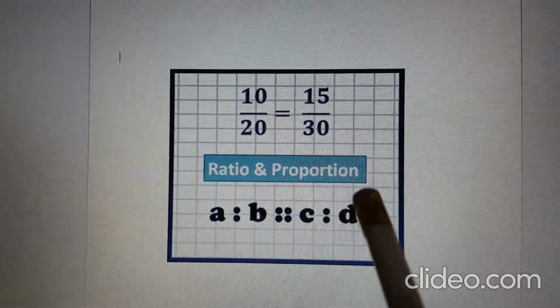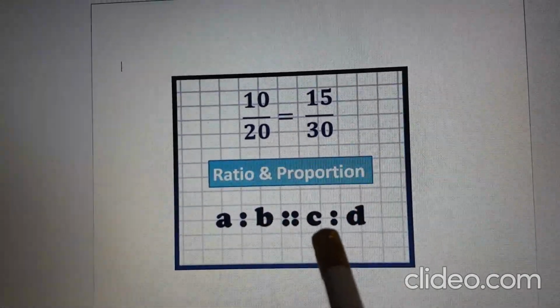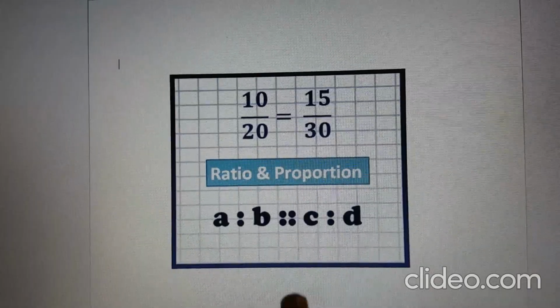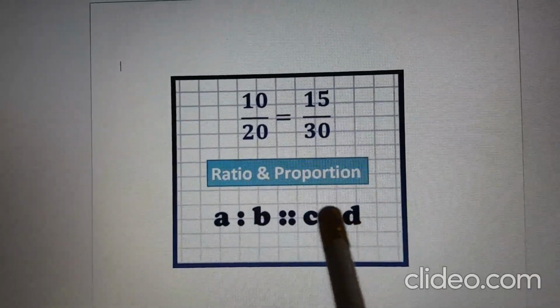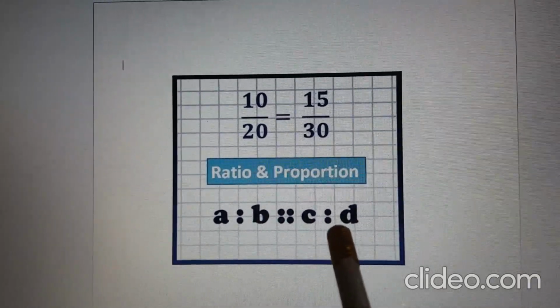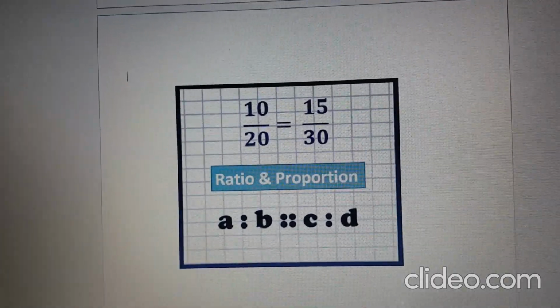Therefore, ratio and proportion are said to be two faces of the same coin. When two ratios are equal in value, they are said to be in proportion. Hope this concept is clear to you.